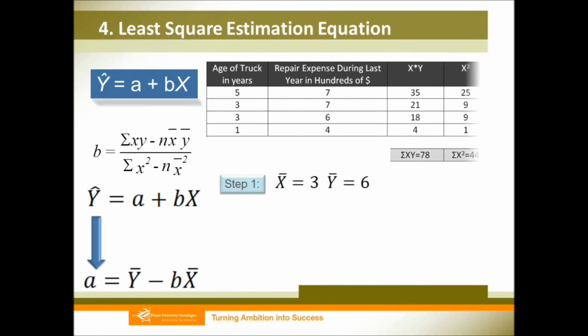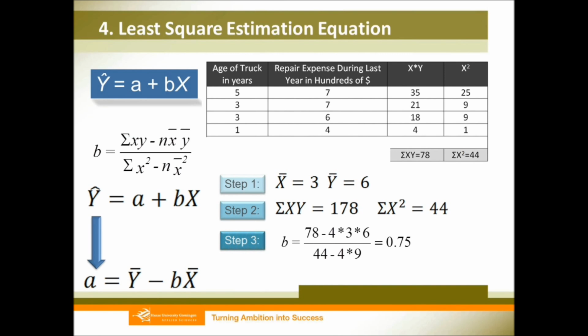Step 2. We expand our table. We use x times y for each variable one by one, and then we sum it up. And then we use x variable, we square it one by one, and then sum it up. Then we can go back to this very complicated equation. We replace all the signs with our values, and we get b equals 0.75. And after you know your b, you can come to your a. So your a will be 3.75.